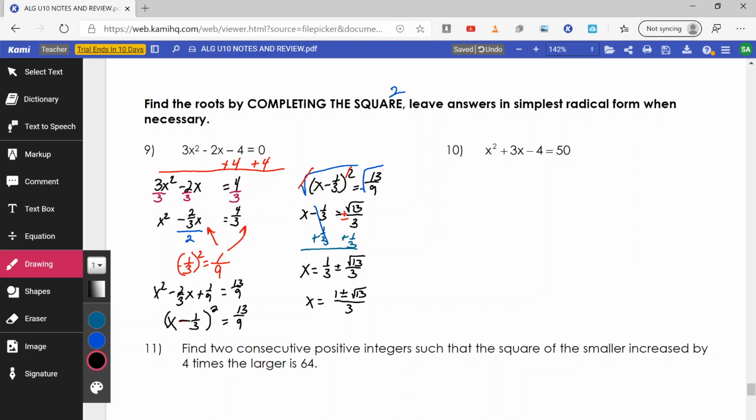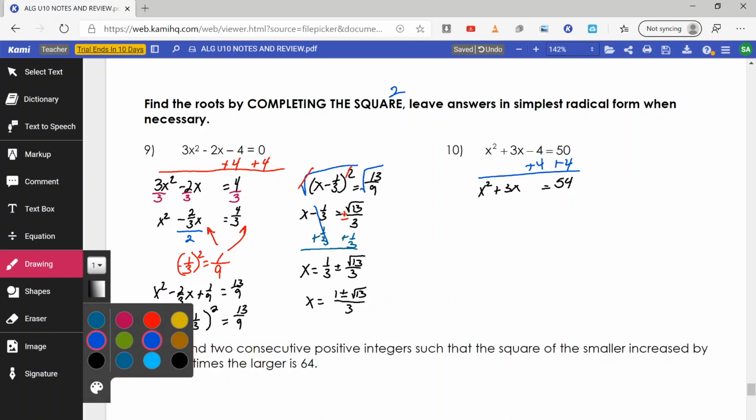Number 10 here, again, completing the square, x squared minus 3x minus 4 equals 50. Our equation has to have x's to one side, numbers to the other. So I have to move the 4 over, so we're going to add 4 to both sides. So we end up with x squared plus 3x equals 54. And again, notice I left a little bit of space here.